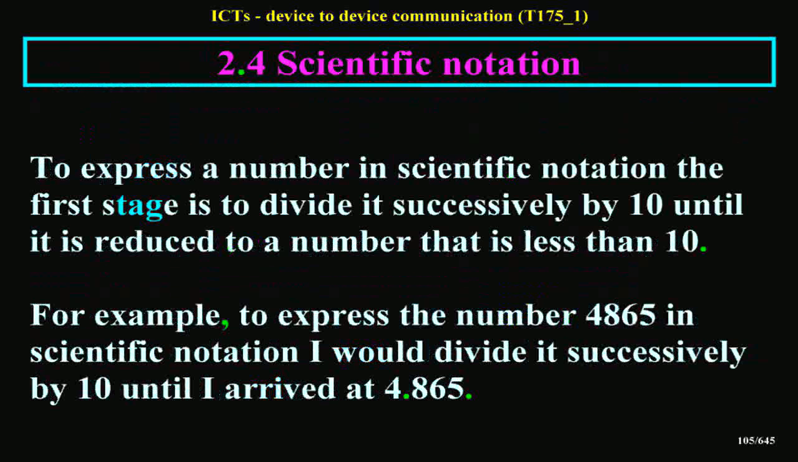To express a number in scientific notation, the first stage is to divide it successively by 10 until it is reduced to a number that is less than 10. For example, to express the number 4865 in scientific notation, I would divide it successively by 10 until I arrived at 4.865.